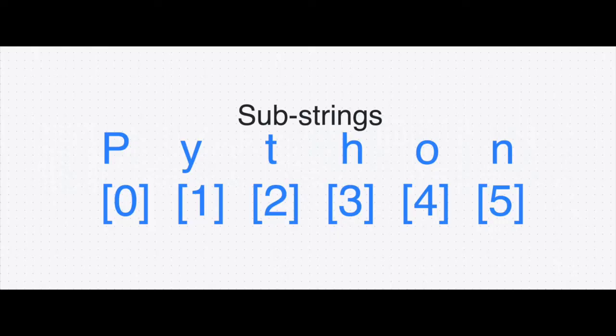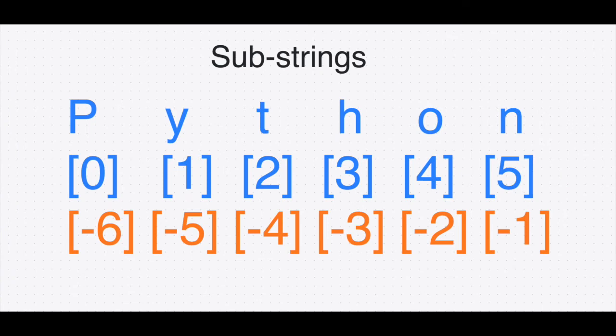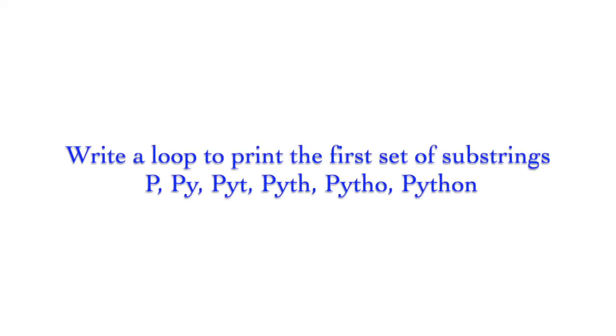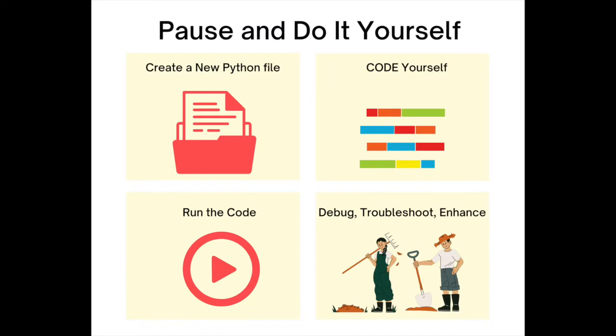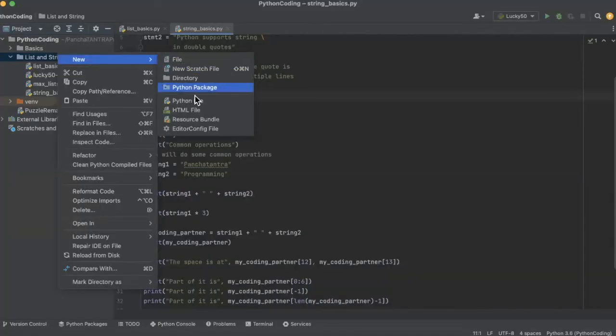So let's go through. You would have numbered it 0 to 5 like this. I'm hoping some of you would have done the reverse indexing also, that is -1, -2, -3, -4, -5, and -6. How do we write a loop in which we can print the substrings? So give it a go and come back, from P all the way till Python.